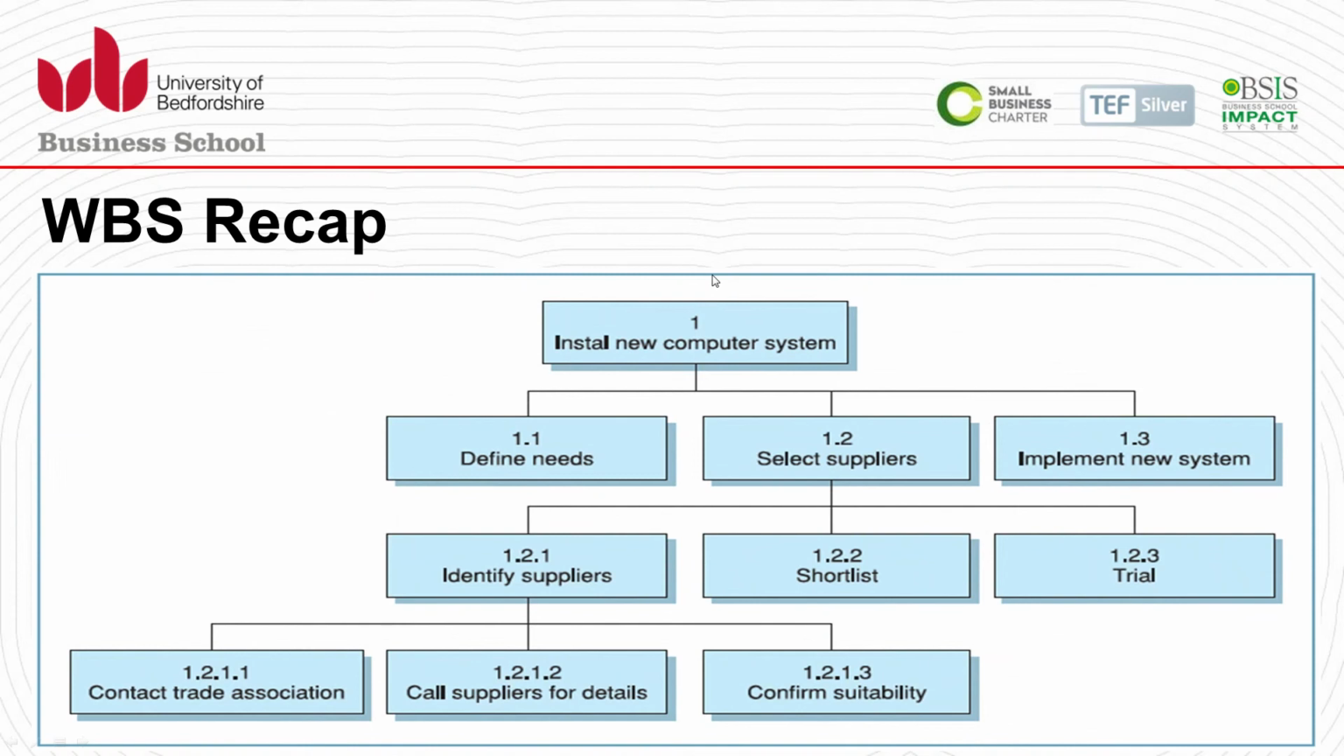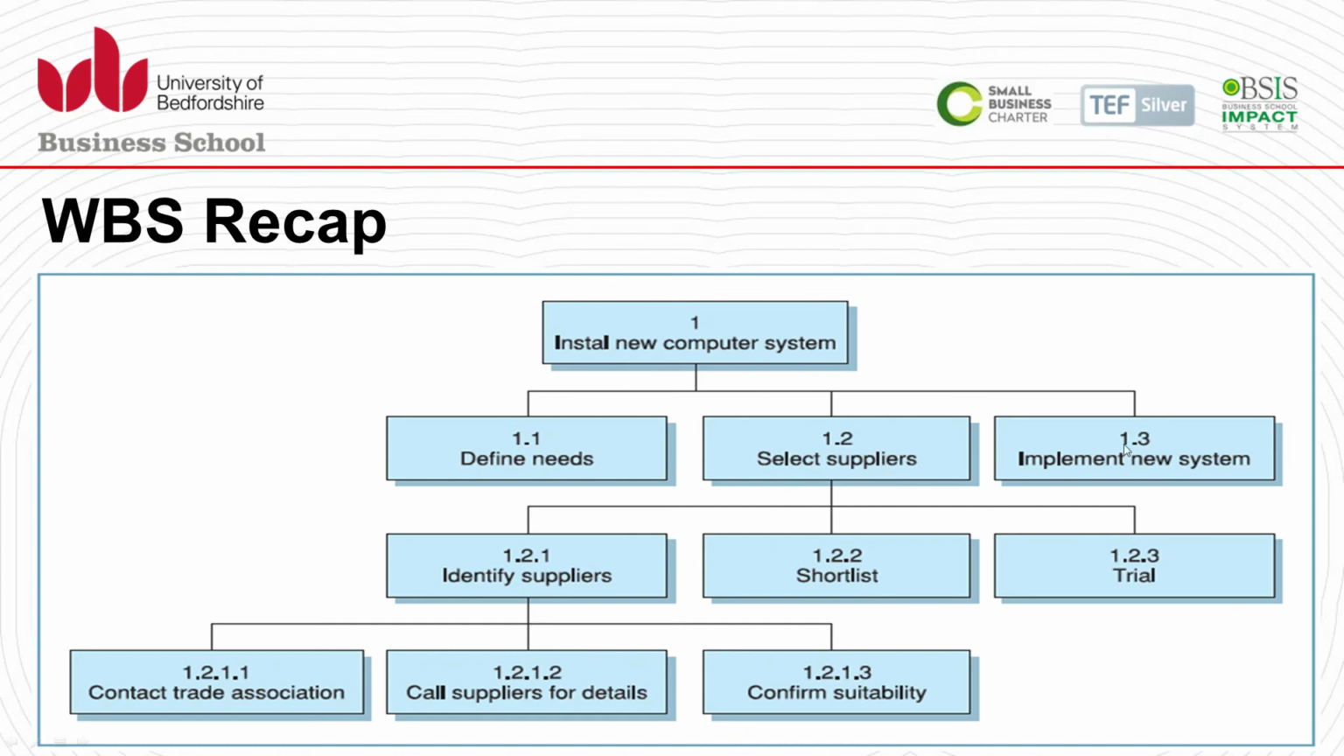So let's say this is an example. We have to install a new computer. We again have to give a code to the project, with each milestone or deliverable having a numeric code, and we know there are three key milestones. We have to define the needs, which is going to be one of the major activities to perform, then select the suppliers, and then implement the new system. So procurement, let's say, becomes 1.2, a key activity.